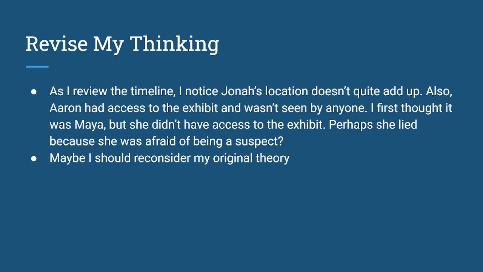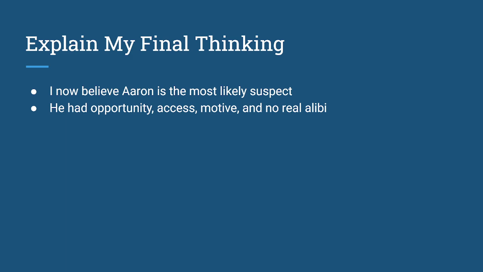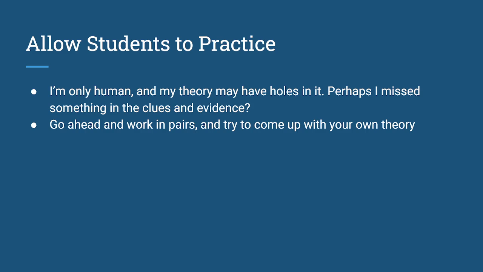As I review the timeline, I notice that Jonah's location doesn't quite add up. Also, Aaron had access to the exhibit and wasn't seen by anyone. I first thought it was Maya, but she didn't have access to the exhibit. Perhaps she lied because she was afraid of being a suspect. Maybe I should reconsider my original theory. I would then, after revising the evidence, come up with a new theory, believing Aaron is the most likely suspect, stating that he had opportunity, access, motive, and no real alibi.